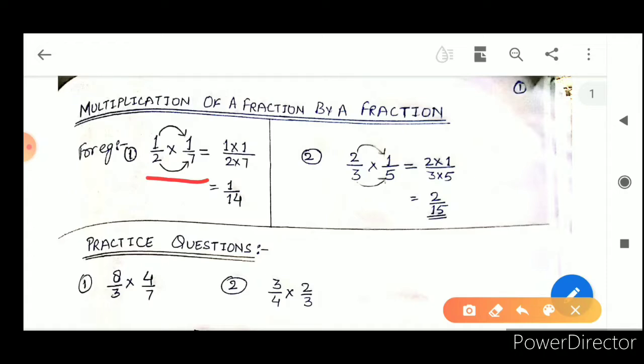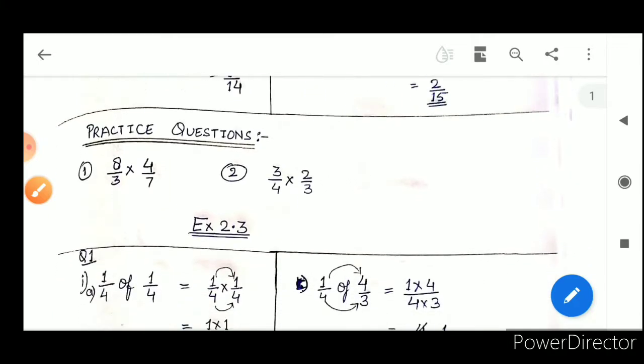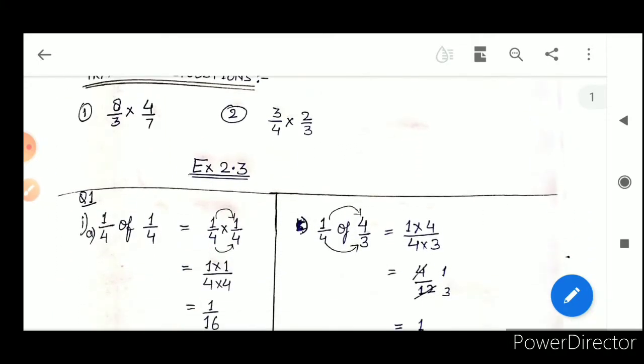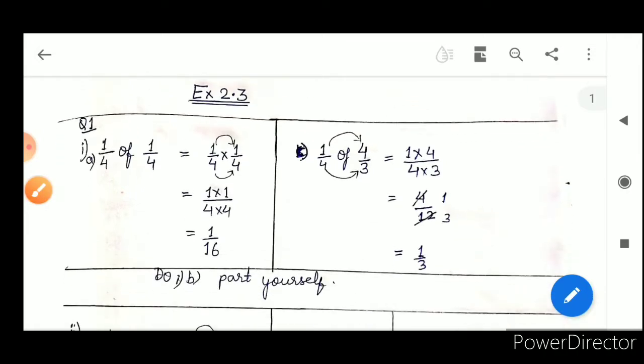So what we need to do is multiply the numerators, multiply the denominators, and write the answer. It's a very easy process that you have already studied in class 6. Here are some of the questions that you need to do. Practice it. Now come to our next exercise, that is exercise 2.3.